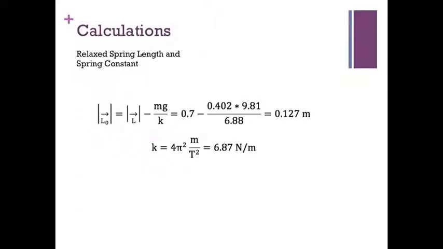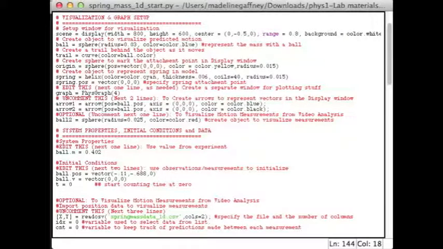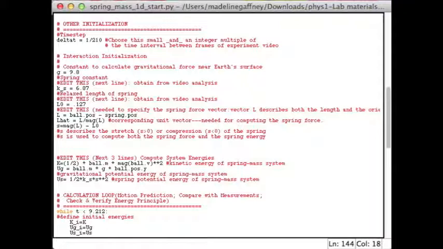Here are my calculations for the relaxed spring length and the spring constant, which are both needed to initialize the code. Using the initial conditions and physics concepts discussed, I made the necessary modifications to the code to create my model. The top half of the code is for the visual part of the model. In the bottom half, I updated the ball's mass, position, velocity, and initial time to reflect the initial conditions. In this part of the code, I inserted the spring constant and the relaxed spring length that I calculated. I then updated the equation to calculate the spring force.